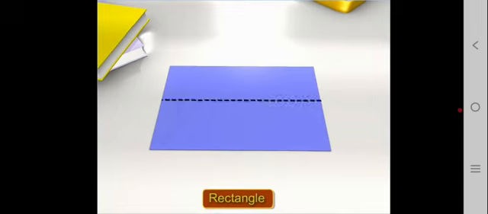Now, consider a rectangular piece of paper. Fold it along its length so that one of its halves fits exactly over the other. This line of fold represents the line of symmetry as the two halves overlap each other.